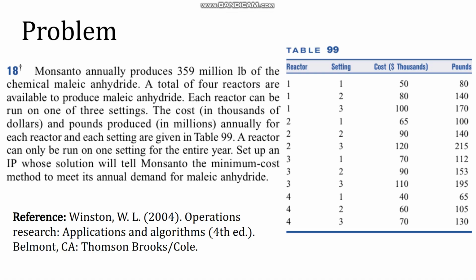Those are in table 99, and it says that a reactor can only be run on one setting for the entire year. And we have to come up with a solution to tell Monsanto the minimum cost to meet its annual demand. This is a problem from the Winston Operations Research.